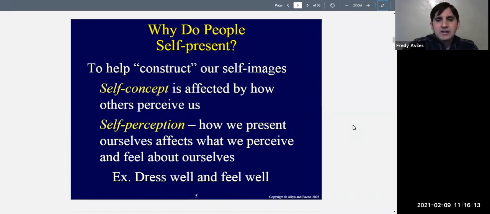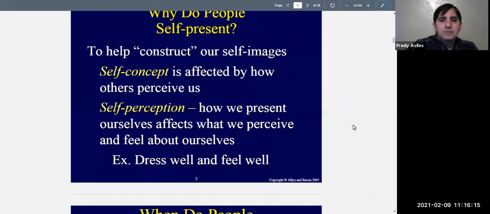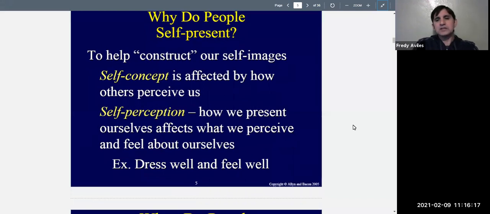Self-perception is how we present ourselves. Well, self-perception really says that how we present ourselves affects what we perceive and feel about ourselves. So it's not just others who we are presenting for. We're also presenting for ourselves. When you look at yourself in a mirror and you see someone with a smile, someone who's well-groomed, someone who looks like a decent person, then you're more likely to believe that you are a decent person, even if you're not looking in the mirror.